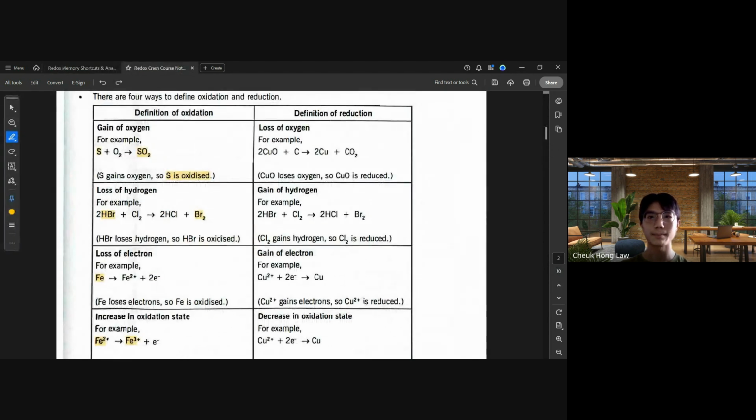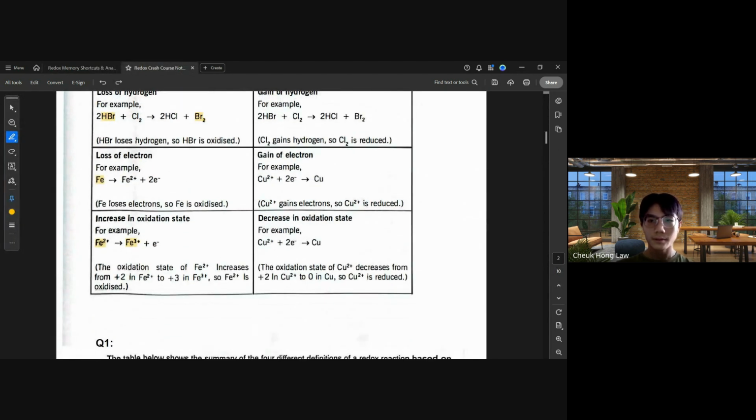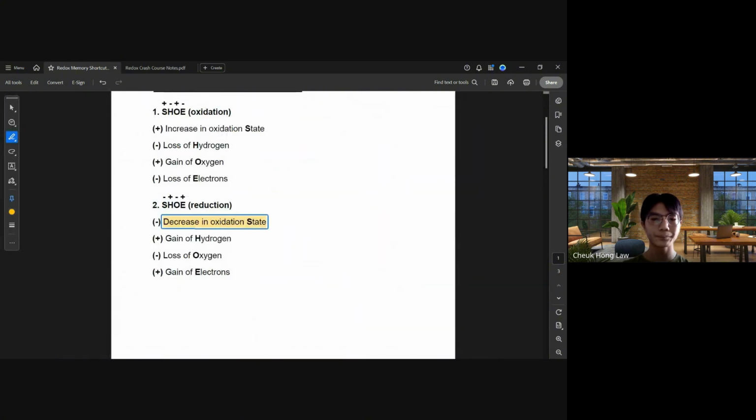Okay, let's look at the example. You have Cu2+ plus 2 electrons to give you Cu. The oxidation state of copper decreases from what? +2 in Cu2+ to 0 in Cu. So there's a decrease from +2 to 0. Therefore, we can say that Cu2+ is reduced. That's the first definition.